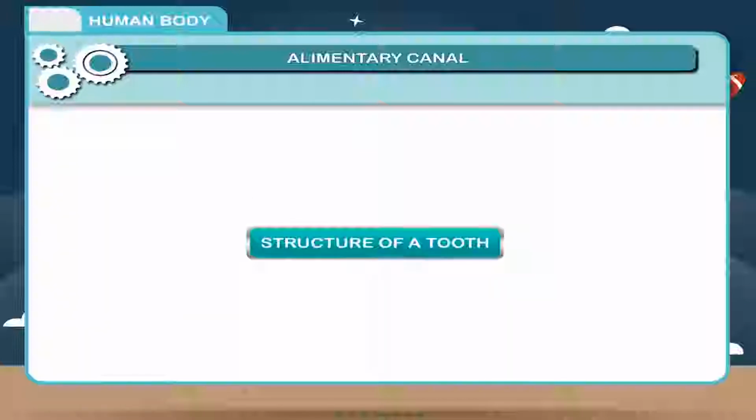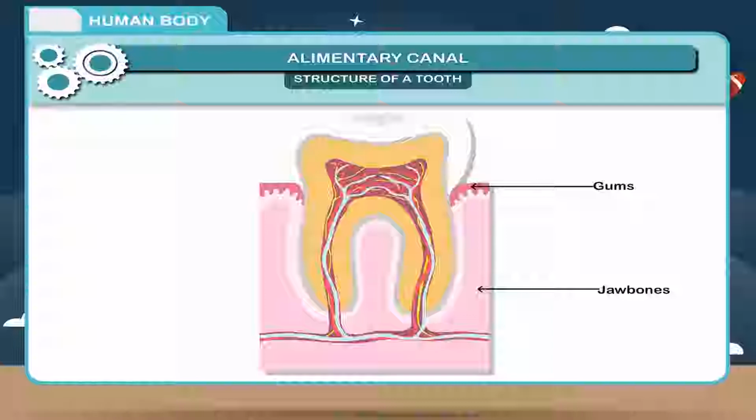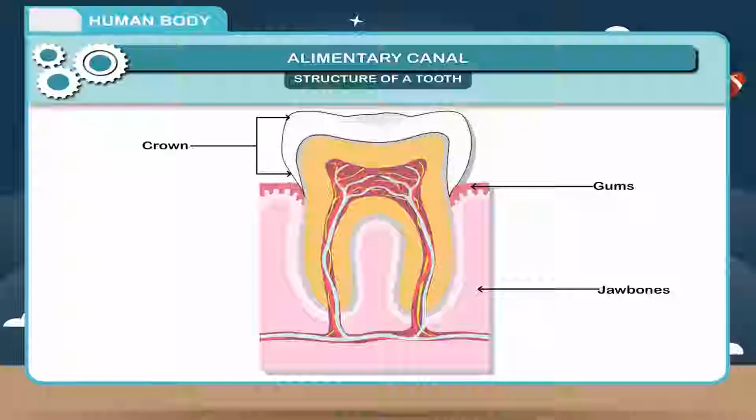Structure of a tooth. The teeth are fixed in gums that are embedded in the jaw bones. Each tooth has these parts. Crown. The shining white part of the tooth that you see is called the crown. The teeth are made of a hard bony substance called dentine. The shining part is called enamel.